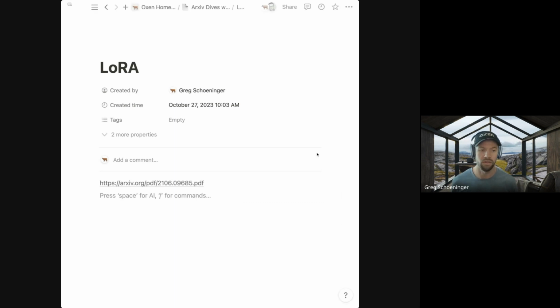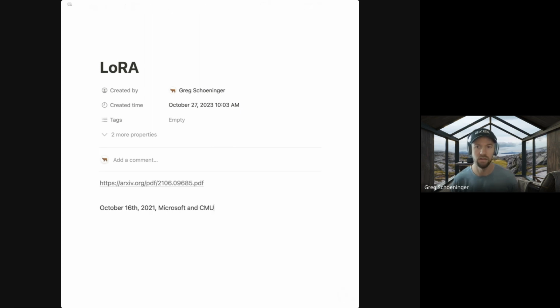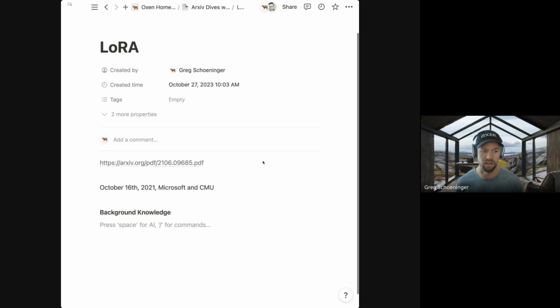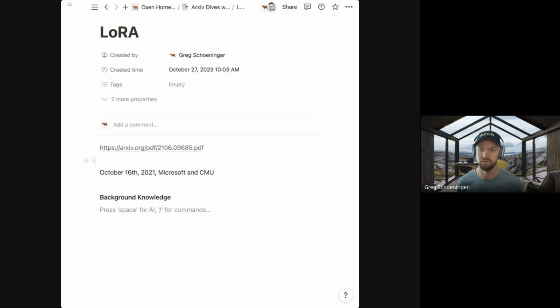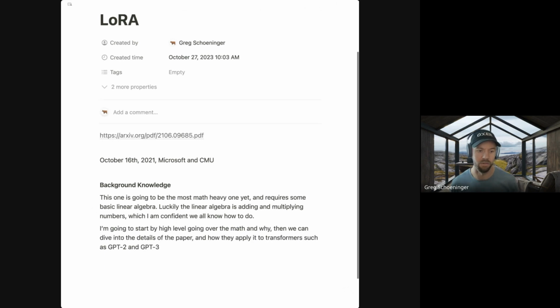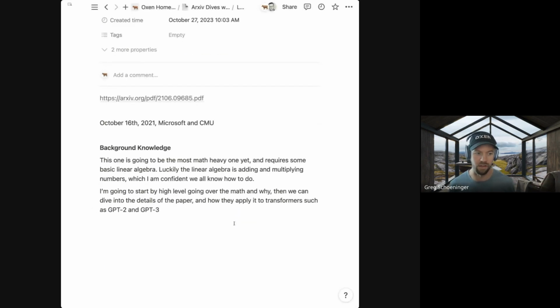All right, so this paper came out in October of 2021 from a team at Microsoft and some researchers at Carnegie Mellon. I'm going to go over a little background knowledge before we hop into the actual paper itself. This one's one of the more math heavy papers that we've done so far, so I'm going to try to break down the concepts. They're pretty basic linear algebra concepts, and if you know how to add and multiply numbers, you hopefully should be able to follow along with everything. I'm starting with the math and why, and we'll dive into the paper and how they apply these things to transformer models such as GPT-2 and GPT-3.